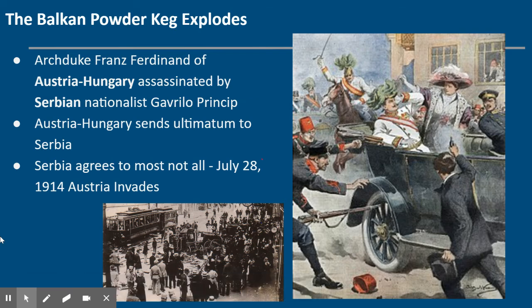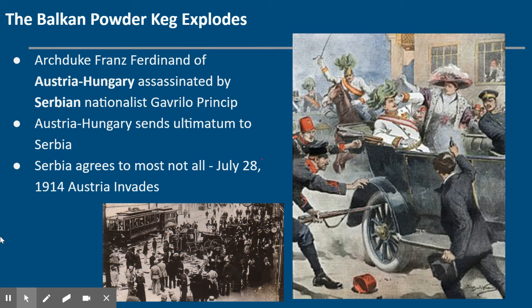So the Archduke Franz Ferdinand, the future king of Austria-Hungary, is assassinated in Serbia by a Serbian nationalist who wants to get the Austro-Hungarians out of Serbia and to kind of expand Serbia's independence and borders. That obviously does not sit very well with the Austro-Hungarians.